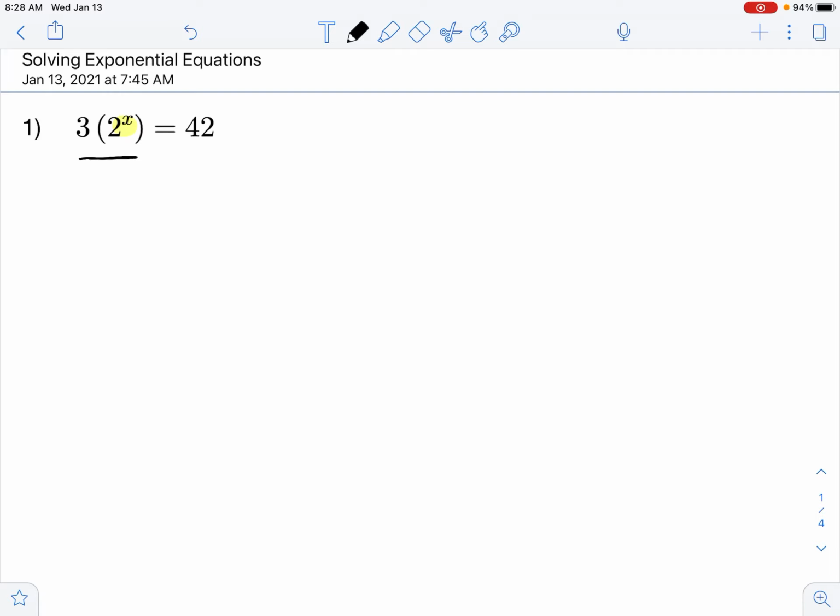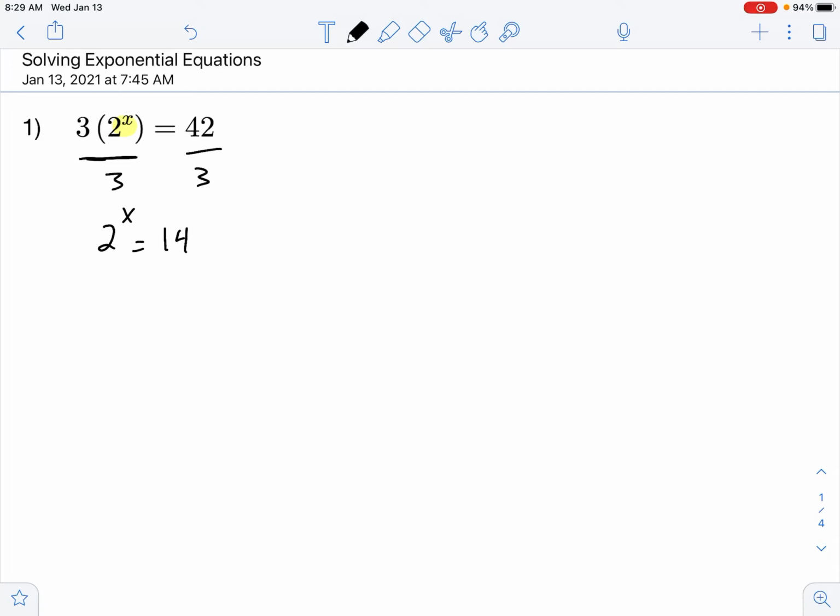Well, this right here is a multiplication, 3 times 2 raised to the x. So what I can do is divide both sides by 3. So that would give me 2 to the x is equal to 14. So now what I have here is this base of 2 obviously being raised to the x. So I'm thinking, well, how can I isolate that x?